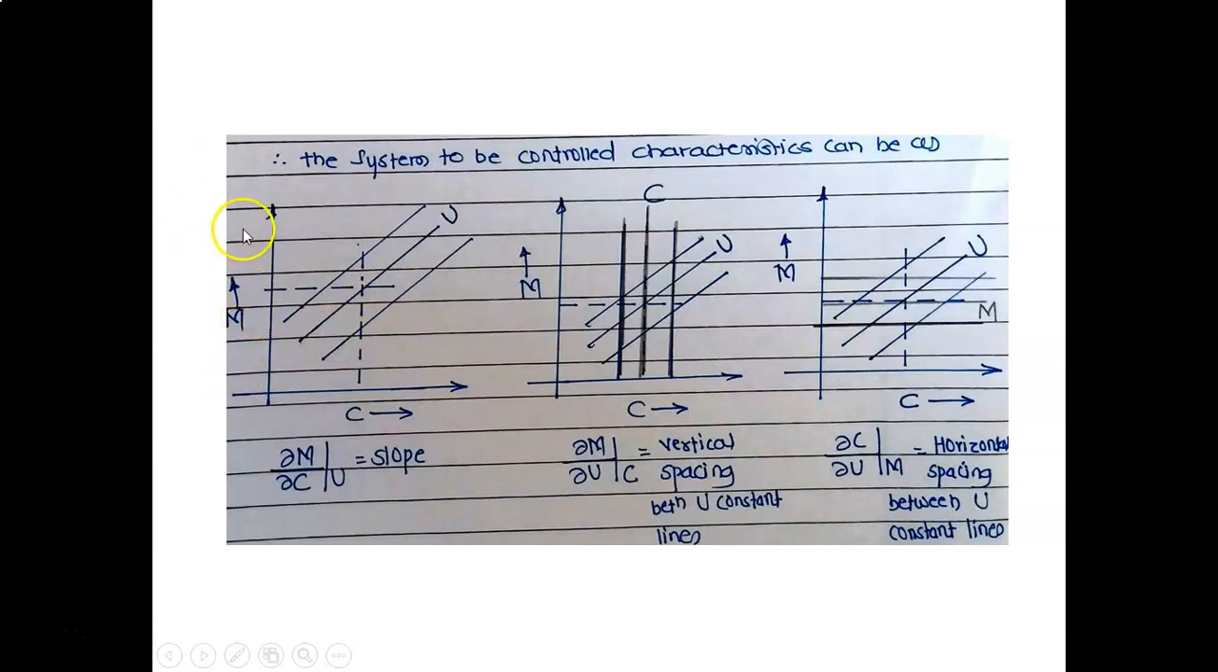On the y-axis m is there, on the x-axis c is there. Therefore ∂m/∂c when u is equal to constant indicates slope. This is the positive slope. These lines indicate positive slope.